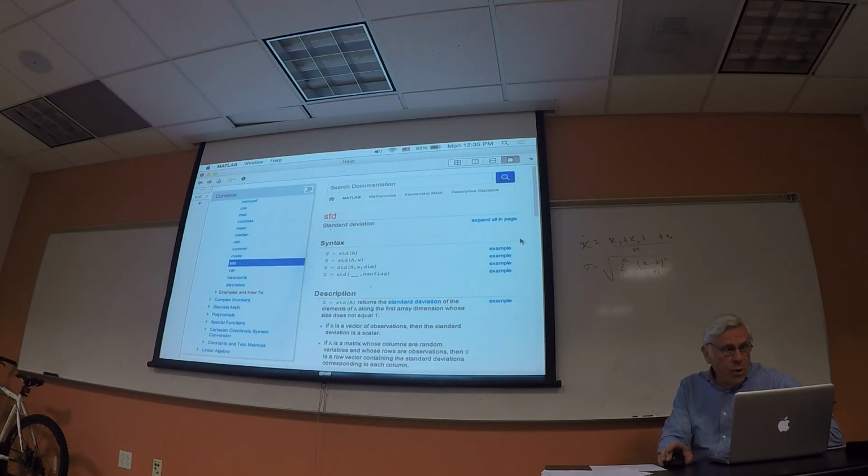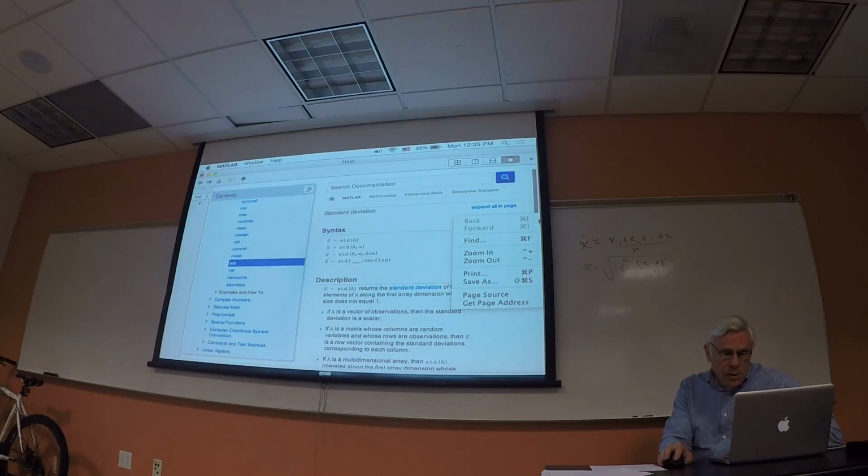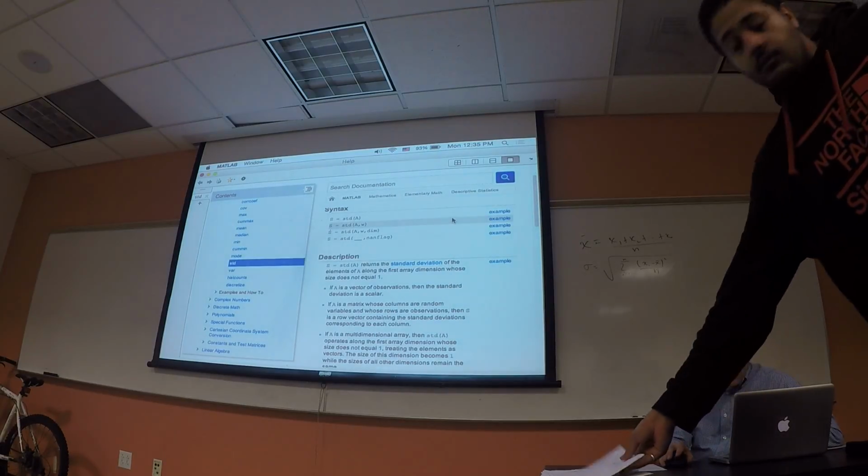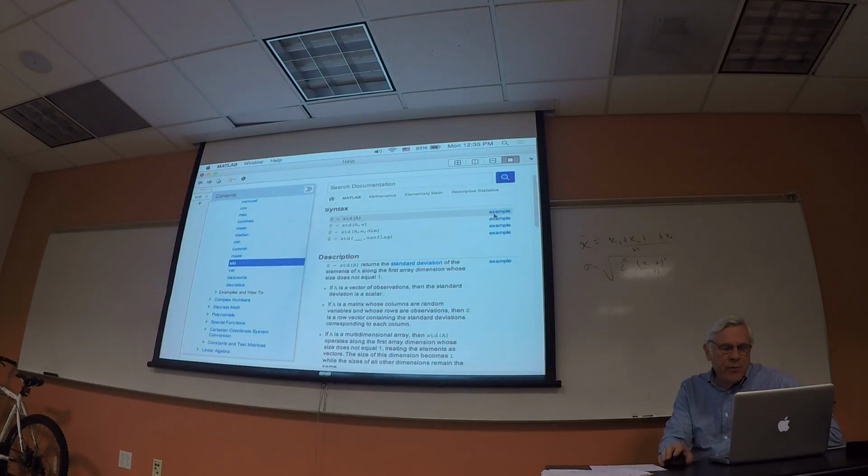Can everybody see that? I can blow it up if you want, okay? It gives you different ways of doing it, and an example for everything. In the first example, standard deviation is called with just one array, and there's no second argument. In the second call, there are two arguments, A and W, okay?